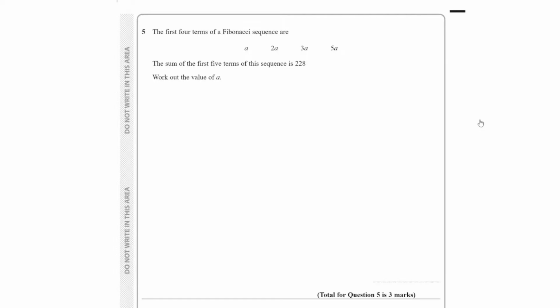Question 5, we've got the first 4 terms of a Fibonacci sequence are A, 2A, 3A, and 5A. The sum of the first 5 terms of this sequence is 228. Work out the value of A, so we need to create basically an equation.